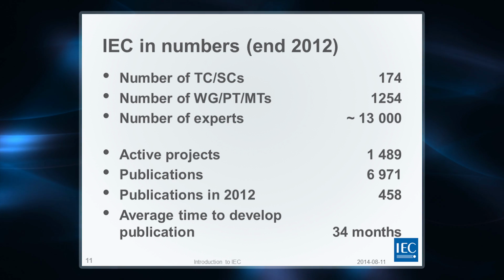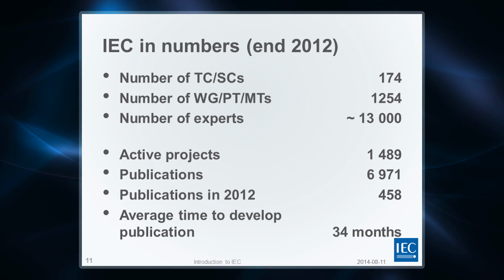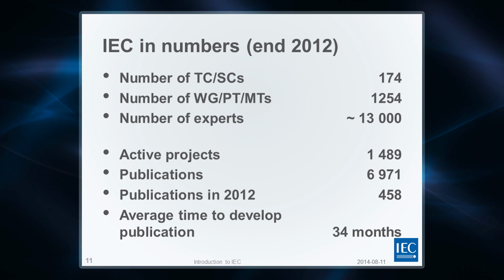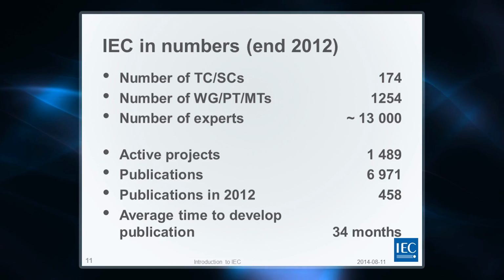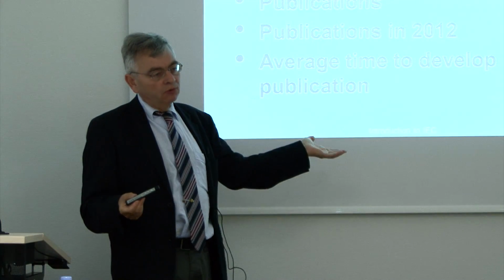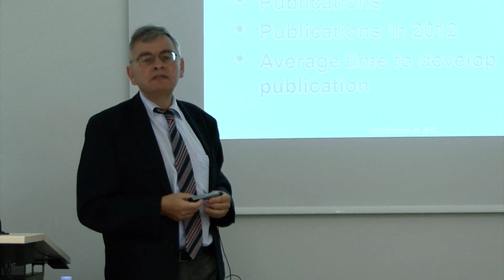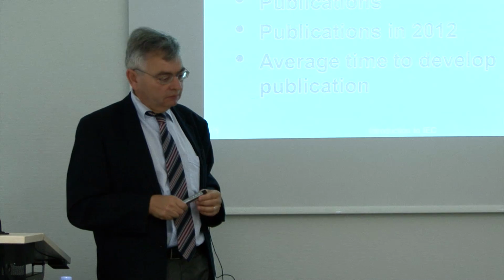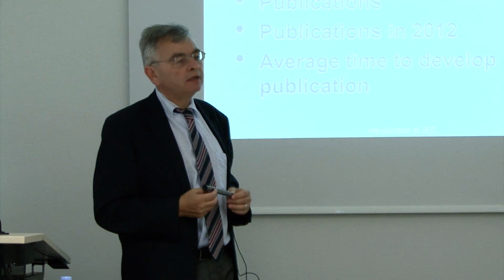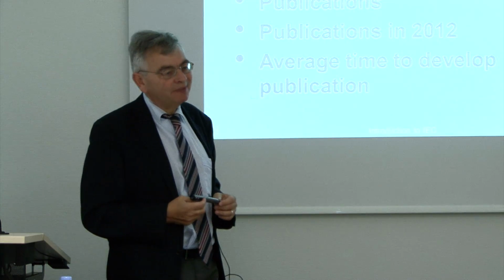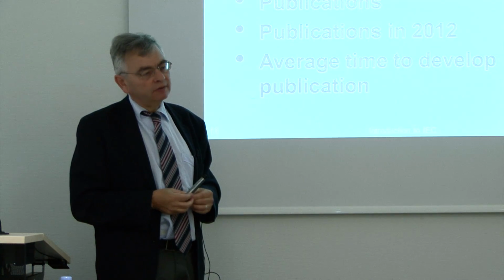So the IEC, at the end of last year, had 170 technical committees. And I'm sorry, this slide's got lots of jargon on it. I'll try and explain it to you. Each of the technical committees looks after a particular domain within the IEC. You saw we have standards on nuclear power stations, on mobile phones. Each of the committees deals with a specific area. Within those committees, you have what we call working groups, project teams, and maintenance teams. That's what the WGs, PTs, and MTs are. So you break up the work into smaller groups. And there's about 1,200 of those.